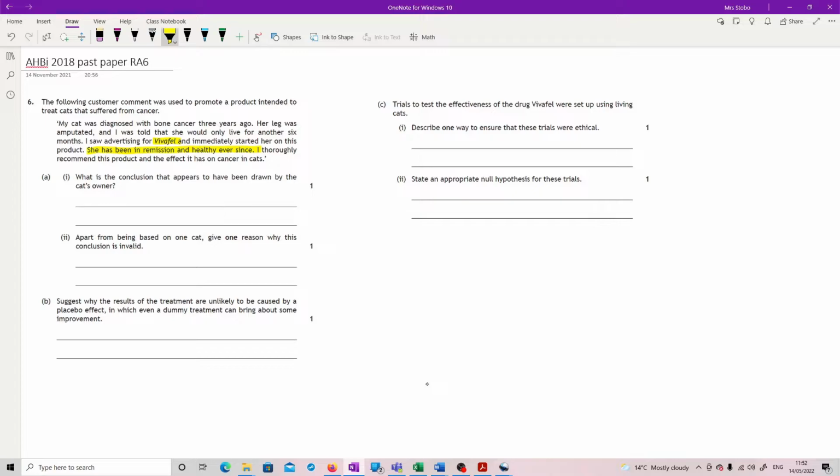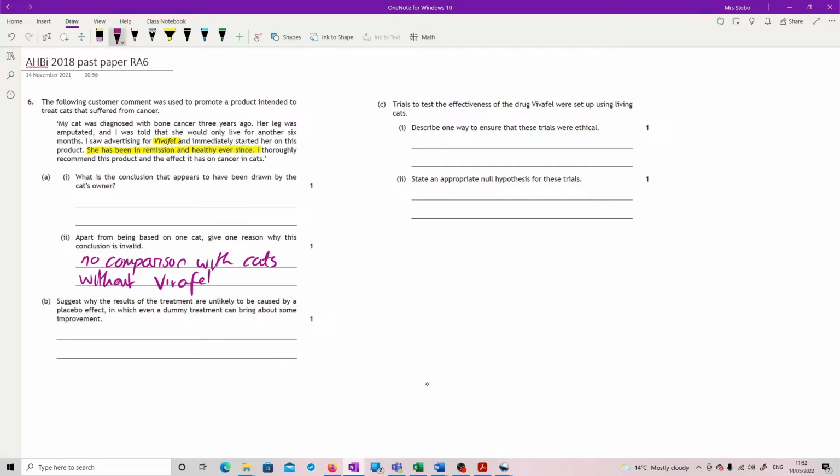Okay. Apart from being based on one cat, give one reason why it's invalid. Well, it's not just the fact it's one cat, which obviously there's no information about, but that means that you've got no control system, so you've got no comparison with even one cat, with cats without your Vivafel. Okay.